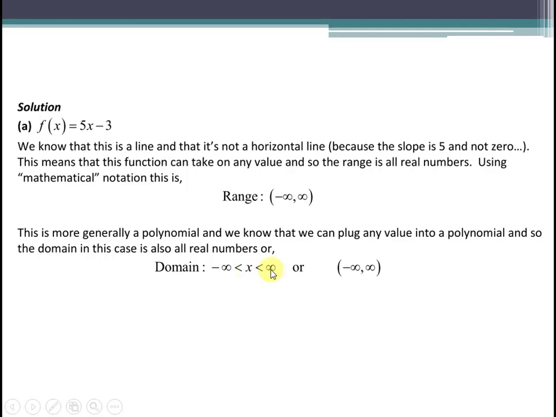We don't have any special values for x. So this is a polynomial. That's why the domain will be from minus infinity till plus infinity, and y also takes the values from minus infinity till plus infinity. Range, it is the values which y takes. The domain, it's the values which x takes.